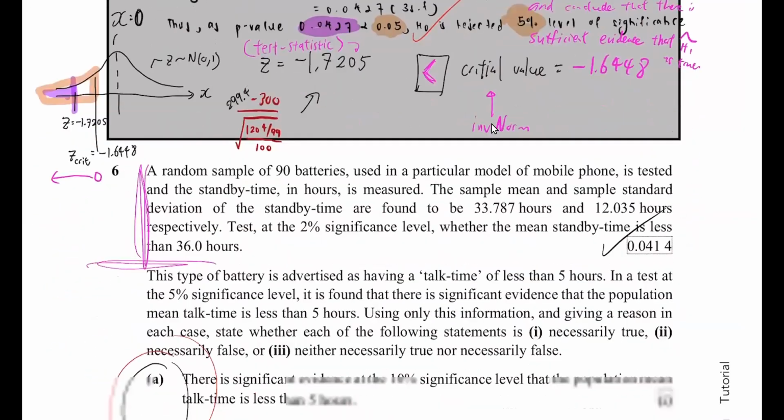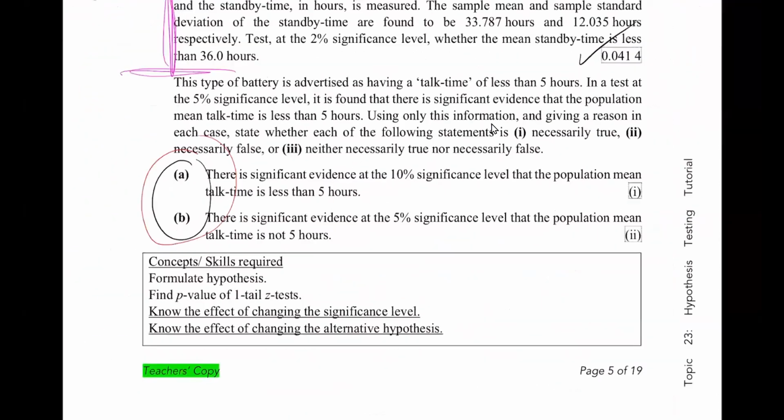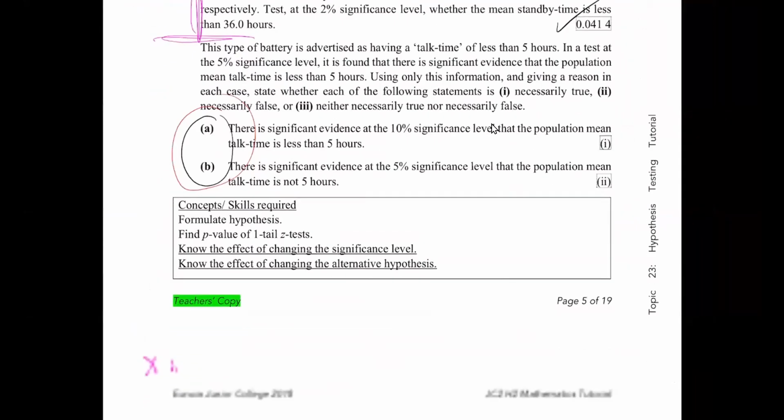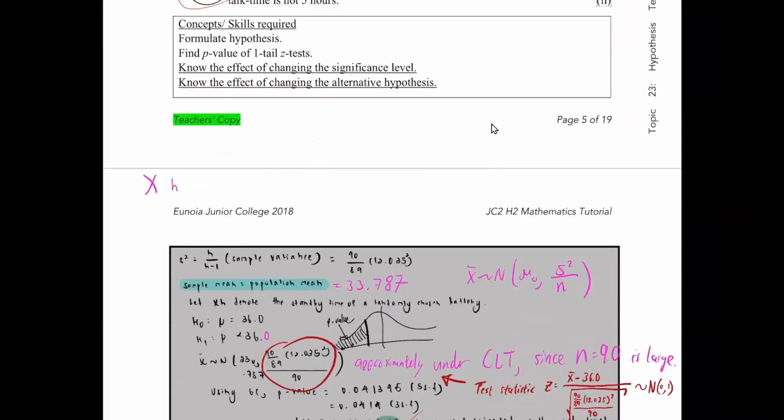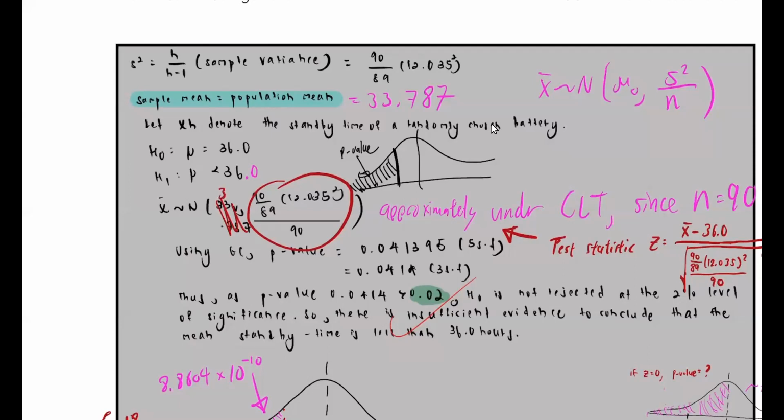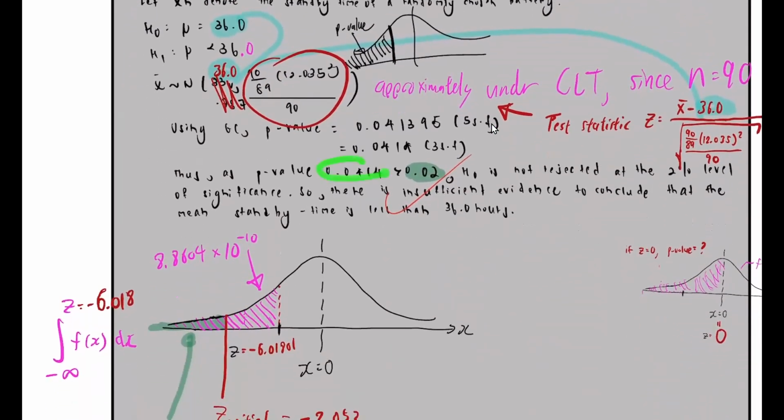So now, back to question 6. What was the mistake over here? This is not 33.787 here. It should just be 36. That's all. Because you need the 3 light blue regions, 36 here, and your test statistic 36 here. Can you remember the 3 numbers that are the same? Okay, good. So now this p-value is 0.0414. I believe I keyed in wrongly.